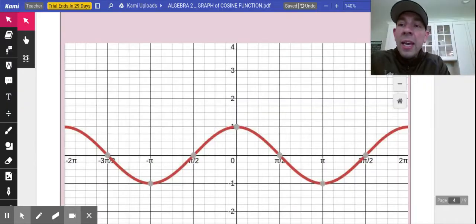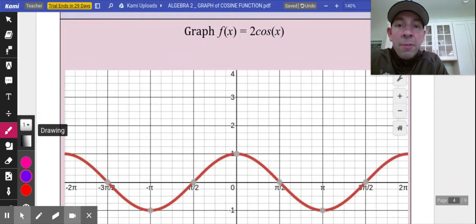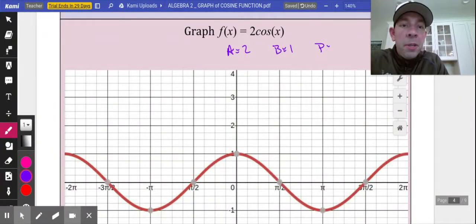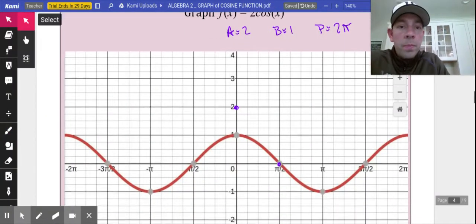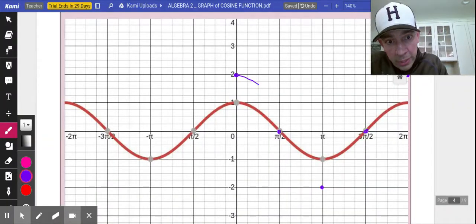Okay, so what we have here is a picture of the original generic cosine function with an amplitude of 1. And all we want to do is try to graph 2 cosine. So now you've got an amplitude of 2, a frequency of 1, and a period of 2 pi. So all we're going to do is make it a little taller, still crossing at pi over 2. We're going to dip down here, still cross here, and get up to this point right here. So we're going to be concave down.